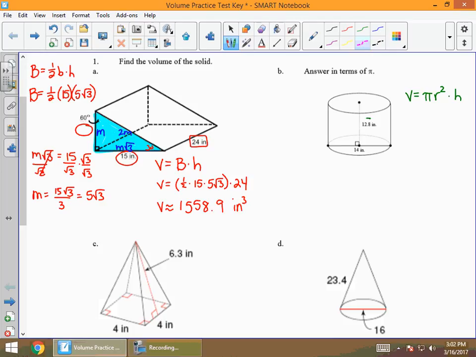Well, h is right here. It's 12.8. R is the radius. It tells me the diameter is 14, so half of 14 is 7. So my radius here is 7. Okay, so volume is equal to pi times 7 squared times 12.8. And when I do 7 squared times 12.8, don't forget I leave pi on there. I get 627.2 pi. And those are cubic inches.